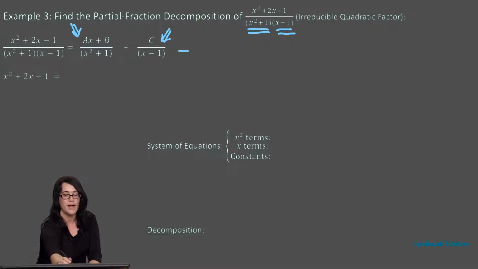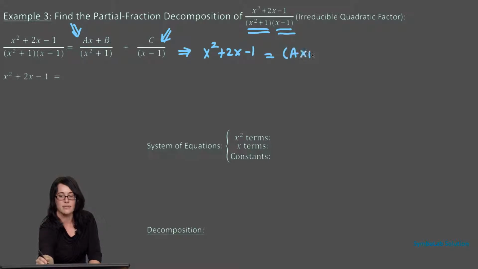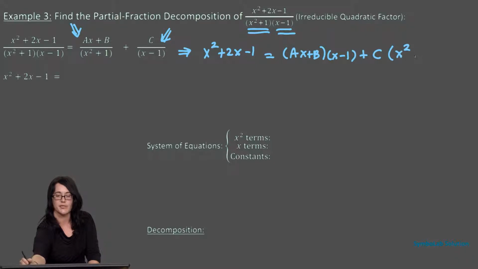You would clear your fractions, getting just x squared plus 2x minus 1 on the left, and just parentheses ax plus b, times whatever's left, which would be x minus 1, after multiplying both sides by the LCD, plus the c term times what's left next to it, which is x squared plus 1. If you got that, great job.